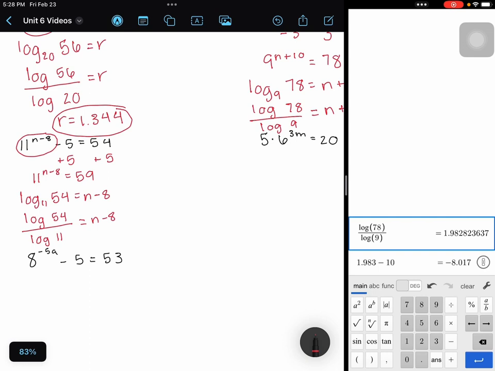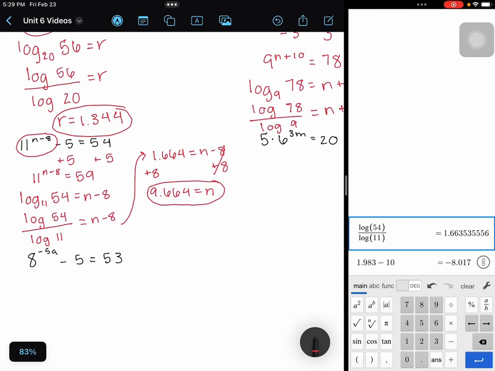Go back over here. Switch up my equation. So log 54 divided by log 11 gives us 1.664. Equals n minus 8. And then now we need to solve for n. So I'm going to add 8 to both sides. Cancel it out. And I get 9.664 equals n.